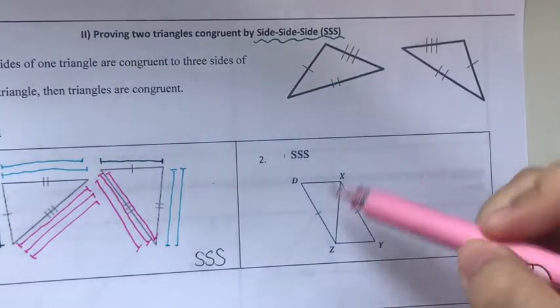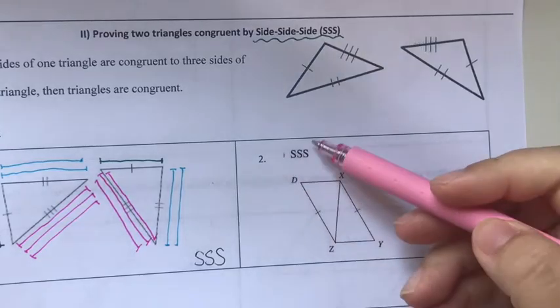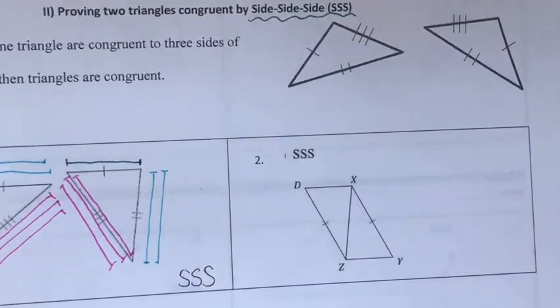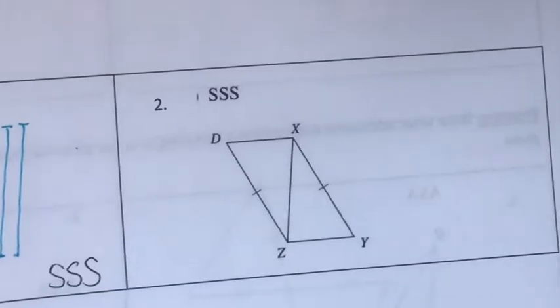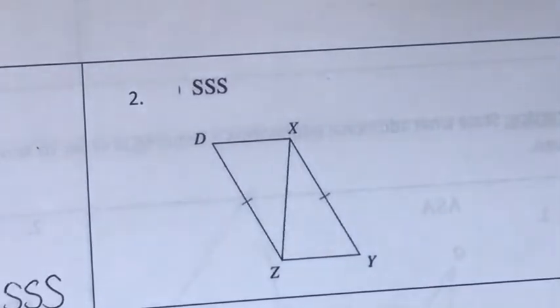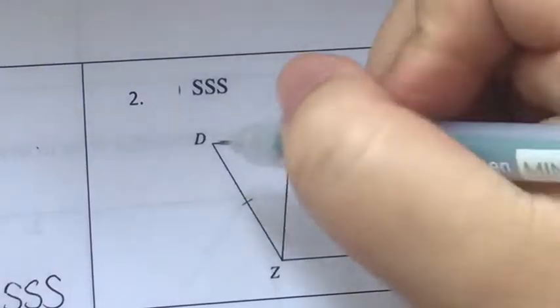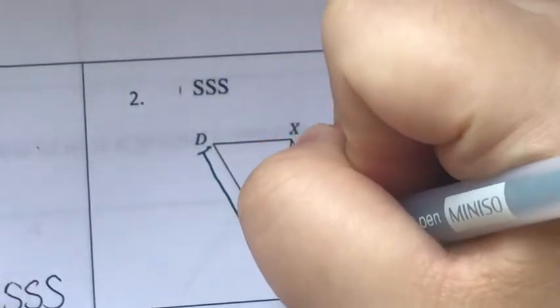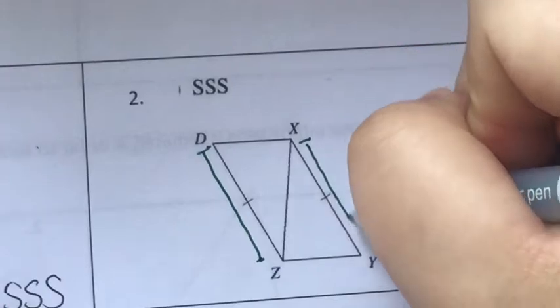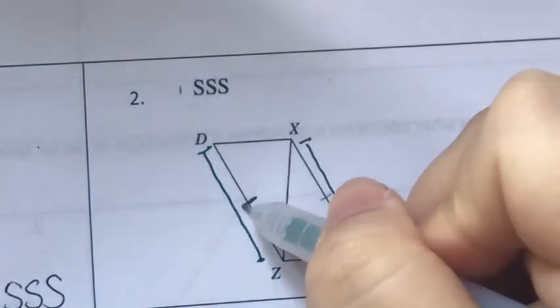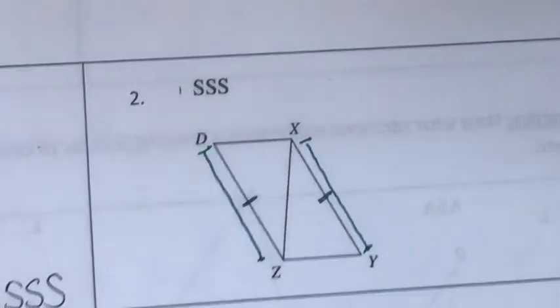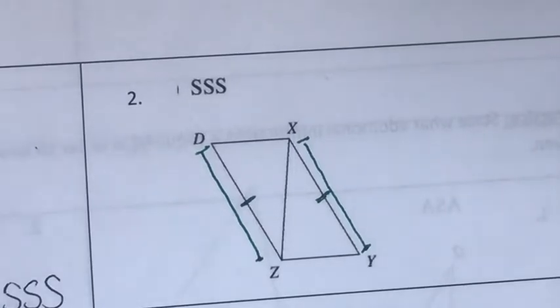They are telling me that these 2 triangles are congruent by side, side, side. So I'm going to zoom in a little bit right here. So they tell me that these triangles are congruent. Okay, I know that side, side, side. So now let's figure out what are the missing pieces. I have DZ over here corresponds with XY. So the green corresponds with the green. Okay, so I have 1 set so far. I need 2 more sets.